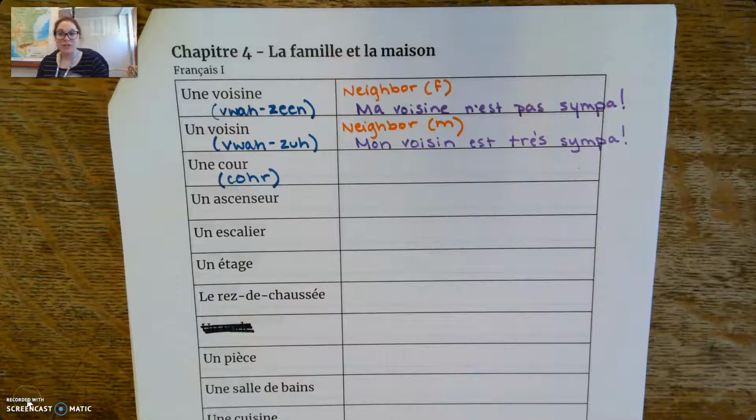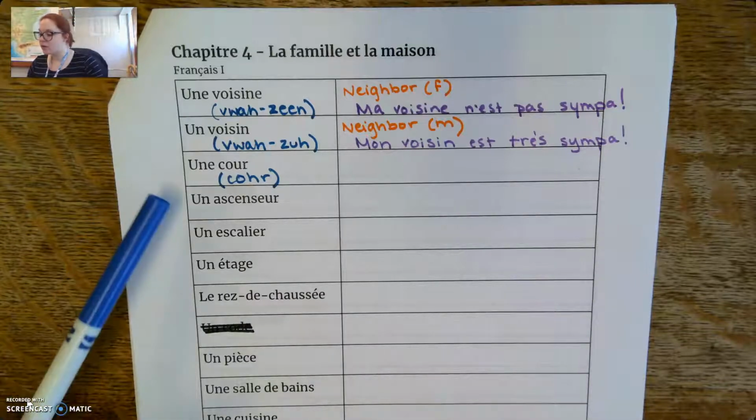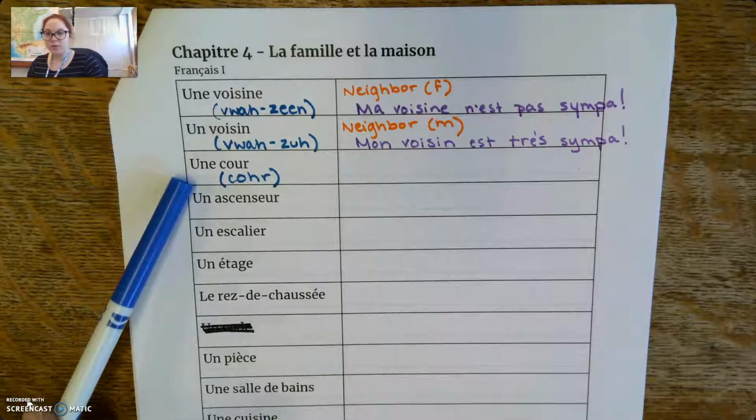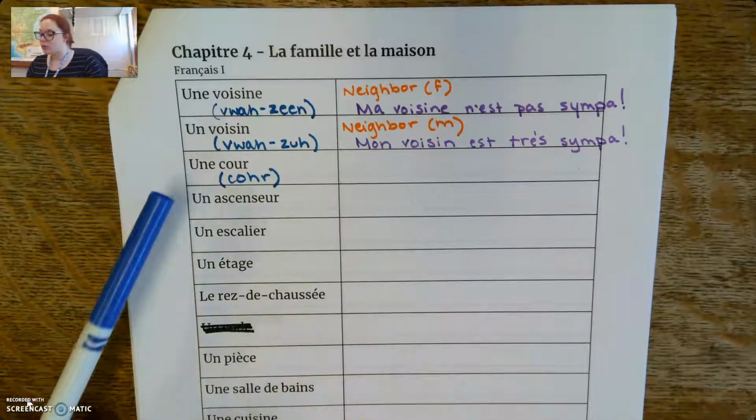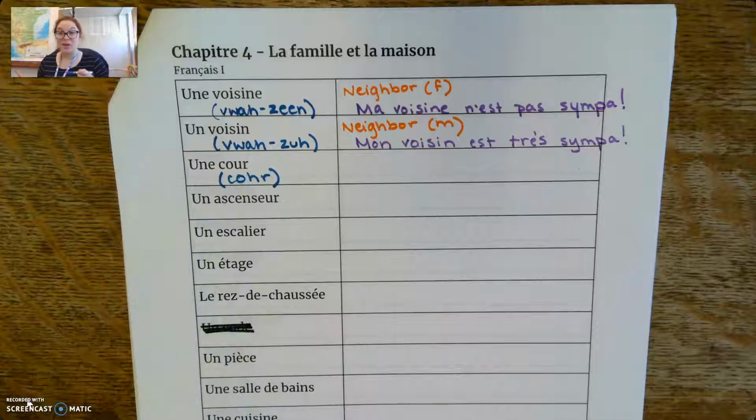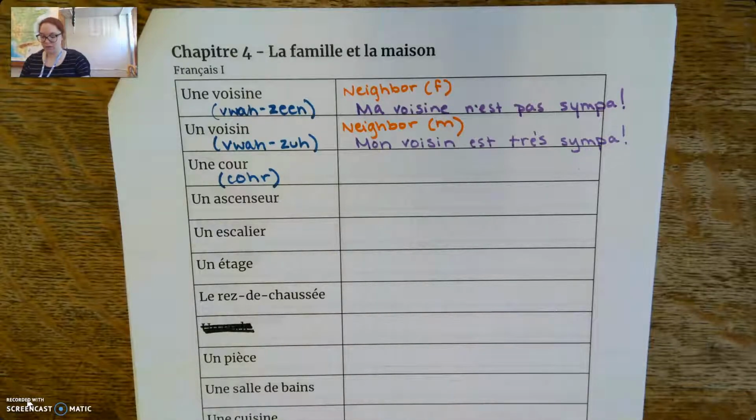So we get a little bit of a change of scenery here. But as I was saying, une cour, we've seen this before. We saw this in Chapitre 3. And in Chapitre 3, une cour referred to a schoolyard or a play yard. But une cour is a word that can have more than one meaning. So it can be a schoolyard or it can just be a regular yard or courtyard.